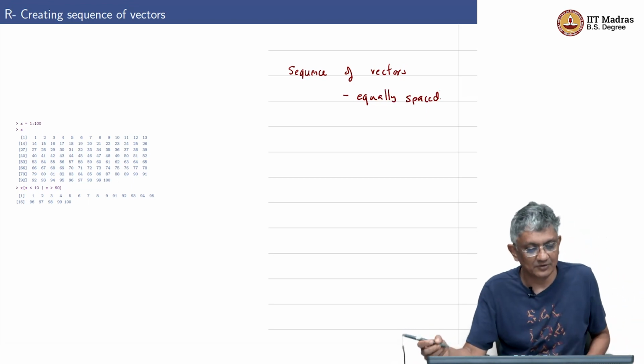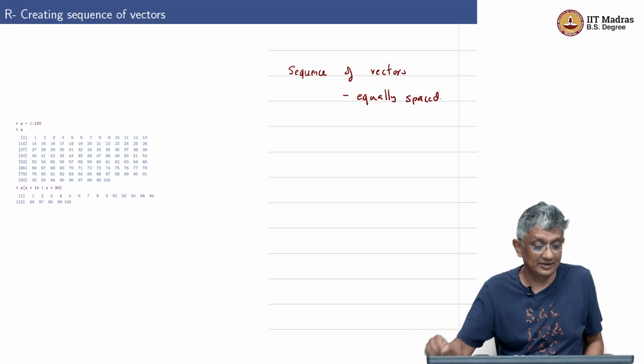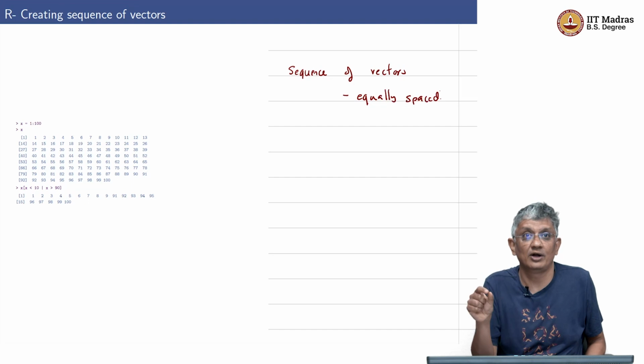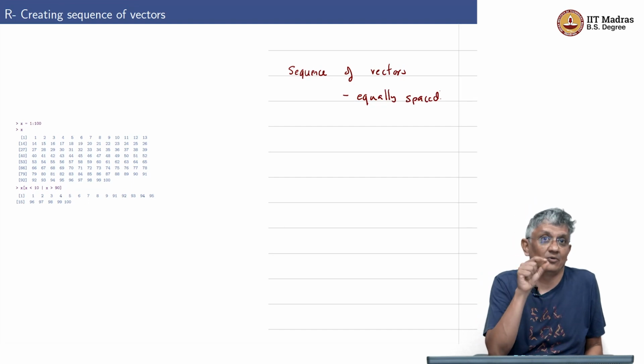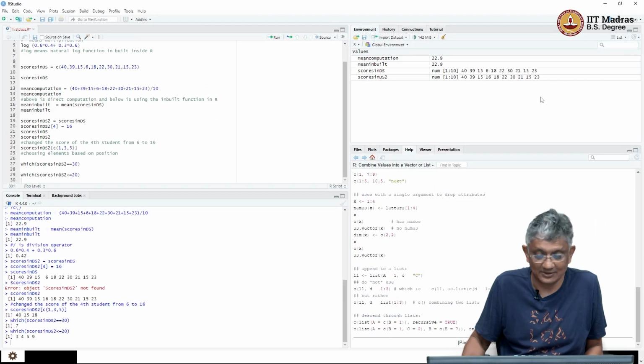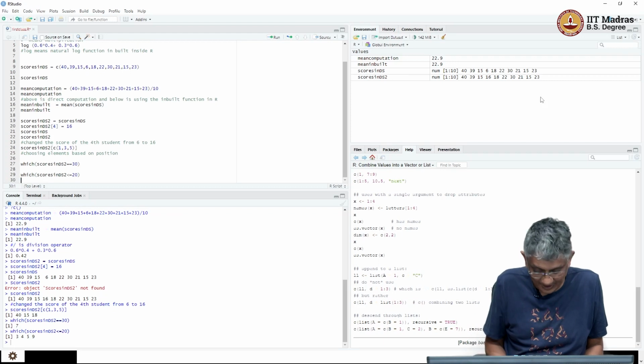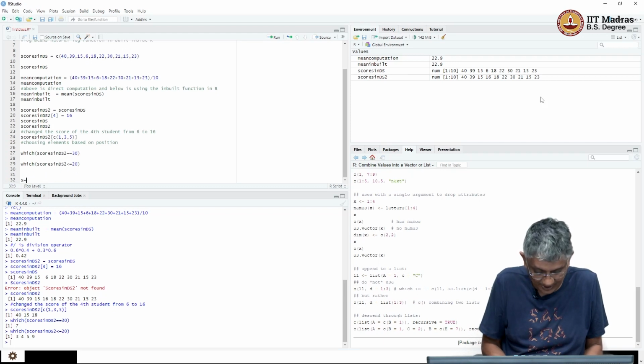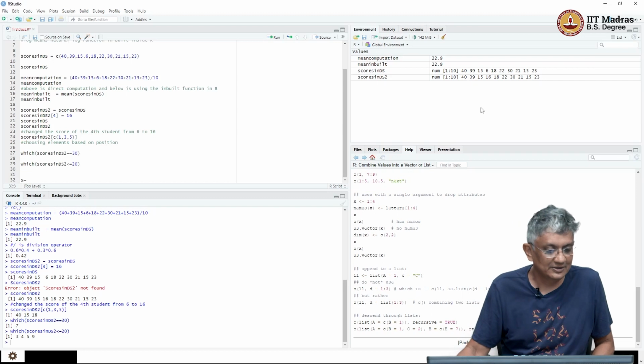Okay, so that's one. The first thing is x equal to 1 colon 100 creates a vector with elements 1 through 100, and they're exactly 1 apart. So that's exactly what it does. It creates 100 elements, 100 points.